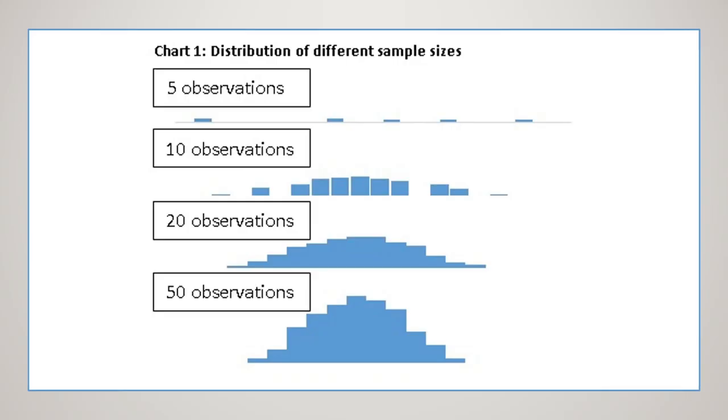So you can see here, with 5 observations, they're very spread out. You see no pattern. With 10 observations, they start forming a little bit of a curve. With 20 observations, you've got a nice little normal curve going on there. And now with 50 observations, you see it getting taller and taller. At some point, they start clumping up around the mean so much that the main portion becomes very, very tall.